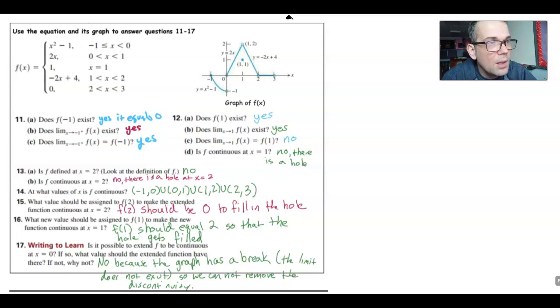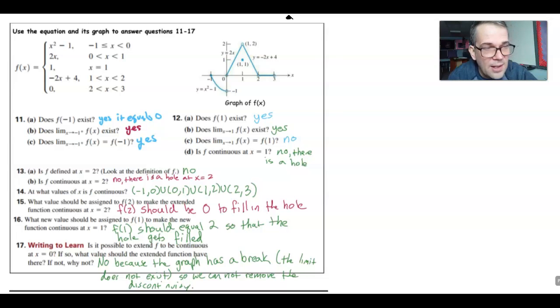But the ones up here, the one at 1, the one at 2, those are removable because the limit exists. So we're just trying to get that whole idea of the limit existing, meaning both sides go to the same place. The function's practically continuous. You just got to fill in that hole. That's what's happening. So with 16, yeah, just make f of 1 equal 2.